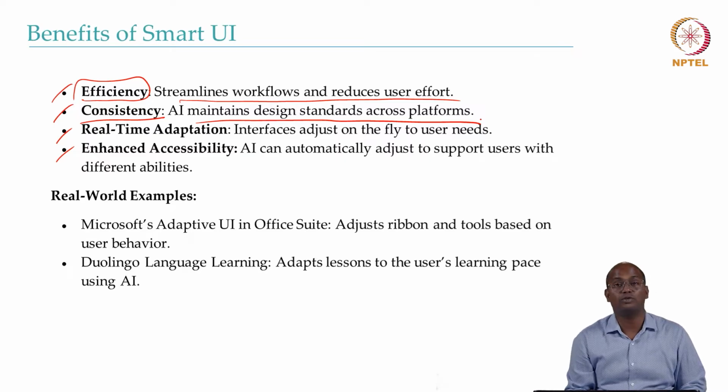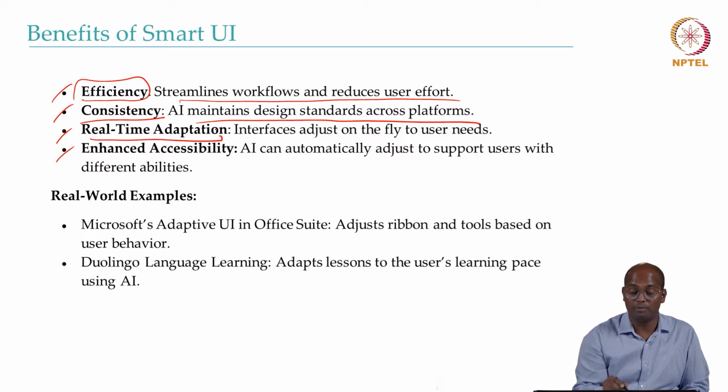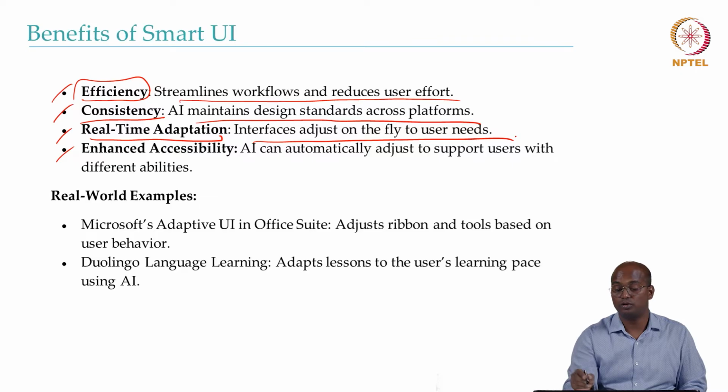Often, if you build different UIs for different pages, as we have seen while reviewing different government websites, the layout, the color scheme or the information flow is not consistent across pages, which leads to a bad user experience. AI helps you follow those design standards across the platform and maintain them accordingly. It also helps with real-time adaptation: the interface adjusts on the fly based on the user needs you have.